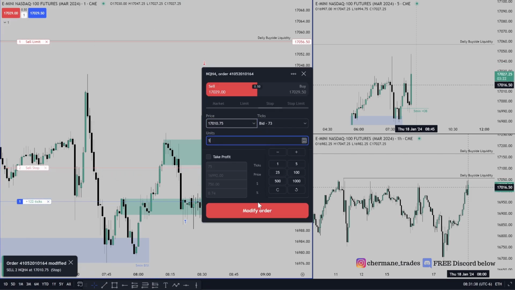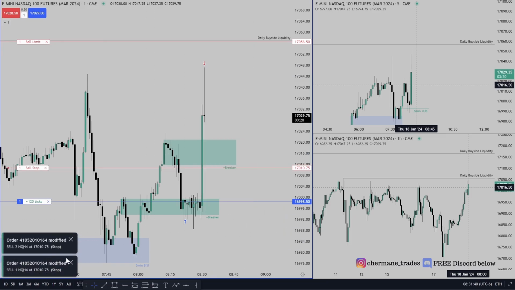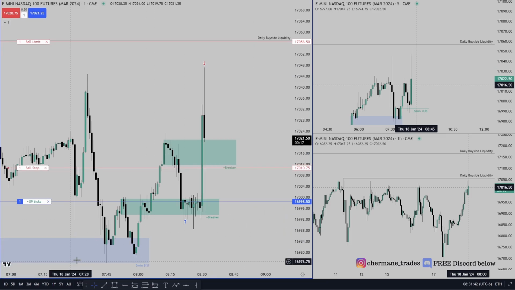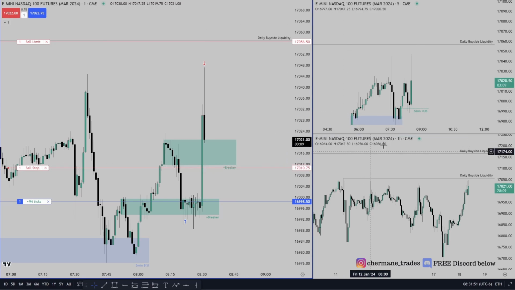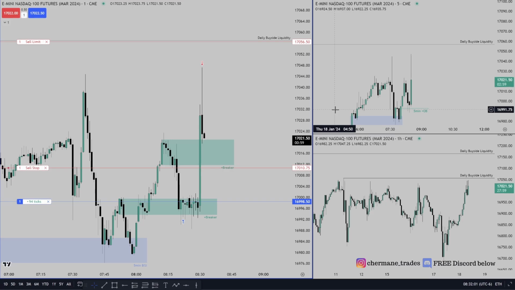Change that. There we go. I want to see this send price higher. If I get stopped out, I already got paid and I have a position locked in profit already. I'll be done for the day. Gotta love it.